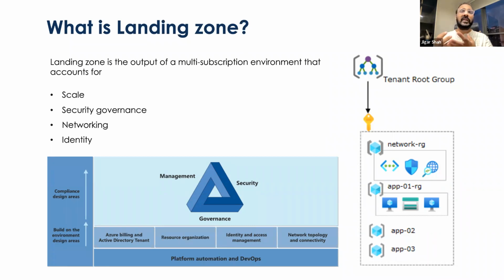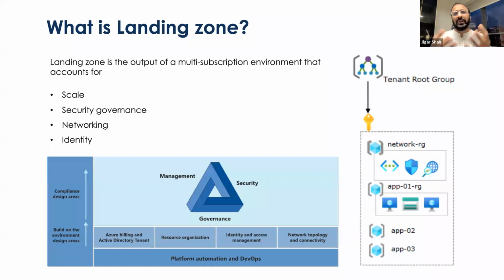Second part is identity and access management. What principles are we going to follow for access management? How are we going to control which resource has access to which subscription, which resource has access to which network resource, system resource, and so on and so forth, right? So the whole role-based access comes into play over here. And then the network topology: how do I want to route traffic?